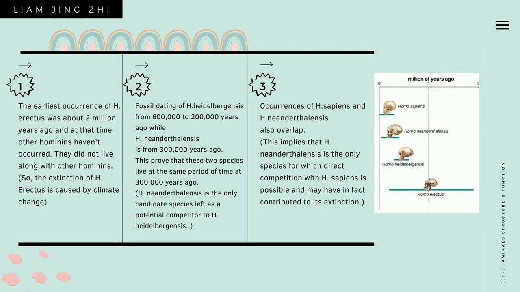From this study, we can say that the earliest occurrence of Homo erectus was about 2 million years ago, and at that time, other species hadn't existed. So Homo erectus did not live along with other hominins, meaning that the extinction of Homo erectus was directly caused by climate change.